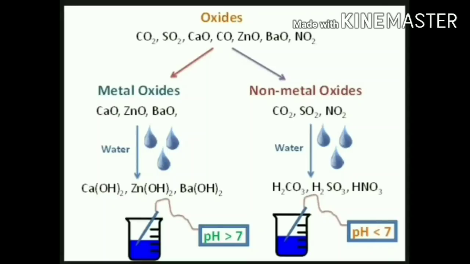On the left hand side we can see metal oxides reacting with water to form the respective metal hydroxides. And when non-metallic oxides react with water, they form acids. That is, when non-metallic oxides combine with water, they form the respective acids. For example, carbon dioxide dissolved in water gives you carbonic acid. Sulfur dioxide dissolved in water will give sulfuric acid. And nitric acid will be formed when nitrogen dioxide is dissolved in water.